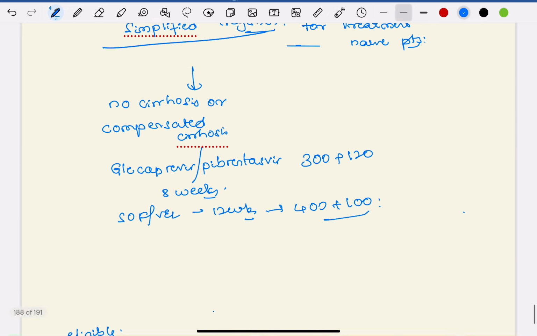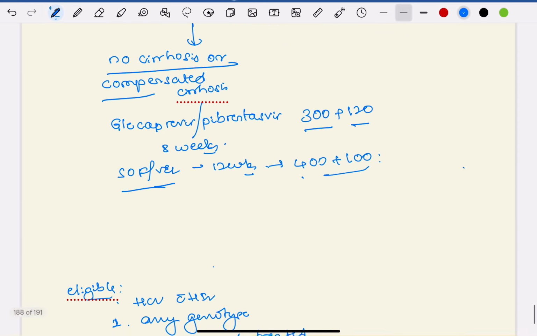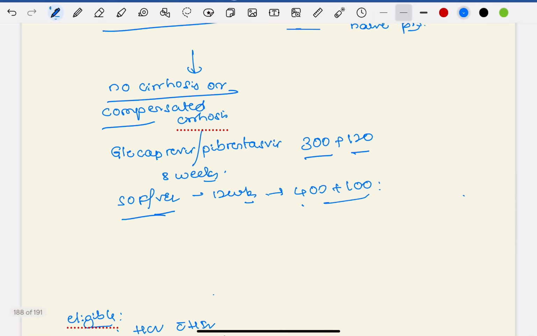If the patient has no cirrhosis or compensated cirrhosis, you have to use a combination of drugs like glecaprevir and pibrentasvir, that is 300 mg and 120 mg once daily for 8 weeks. Or you can use sofosbuvir and velpatasvir for 12 weeks. The dose here is 400 plus 100 mg, so that is 500 mg. There are other drug combinations, but these combinations are pangenotypic. When I say pangenotypic, it is used for genotypes 1 to 6. You need not go for genotyping here.